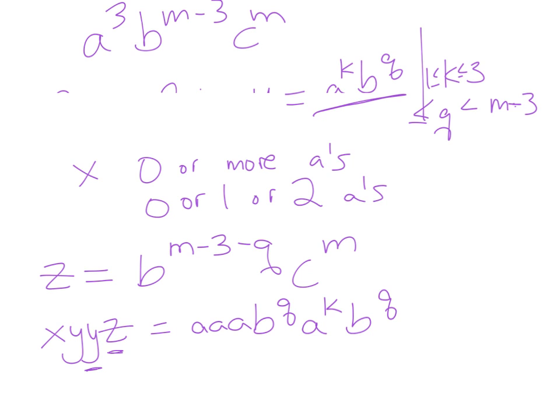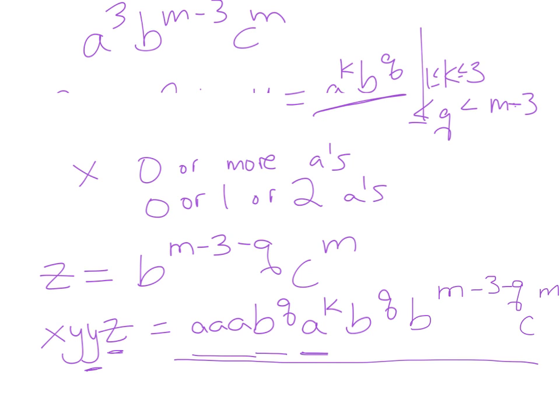And then I have Z, and we said Z was B to the M minus 3 minus q, C to the M. And if we look at this string, you can see now we've got some A's, some B's, some more A's and some more B's, and then some C's, and that is not in my language, right? My language said 3 A's, then some B's, then some C's. So this is not in my language, right? So clearly, Y does not consist of some A's and some B's.